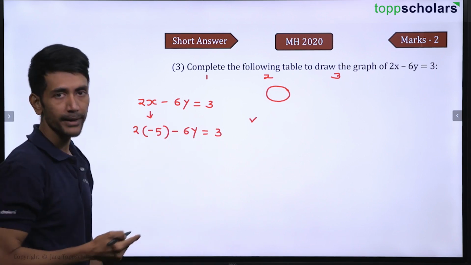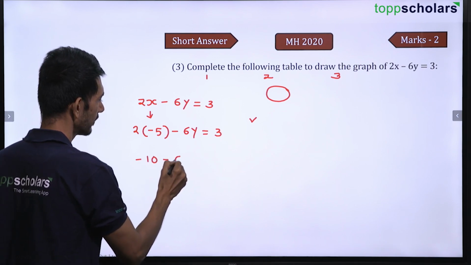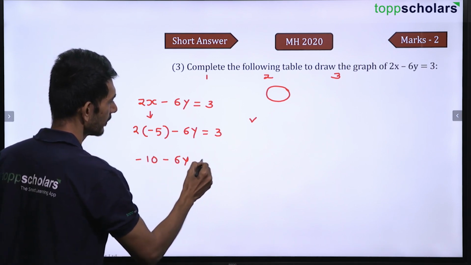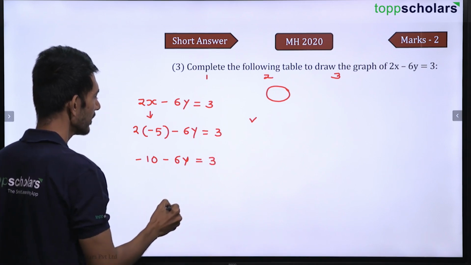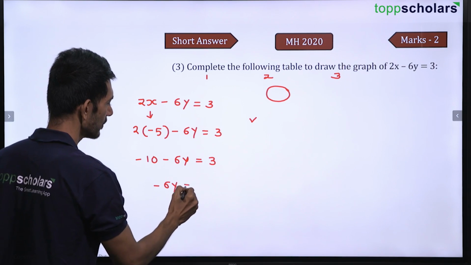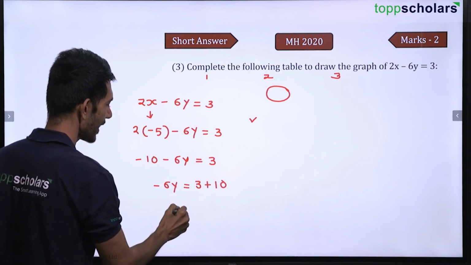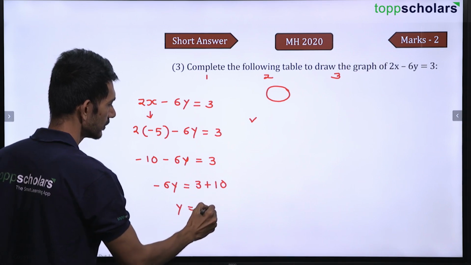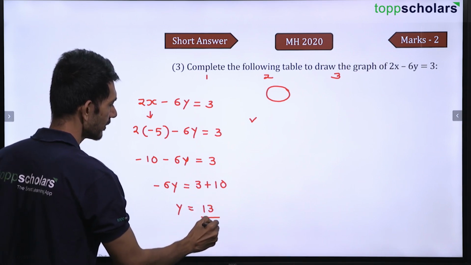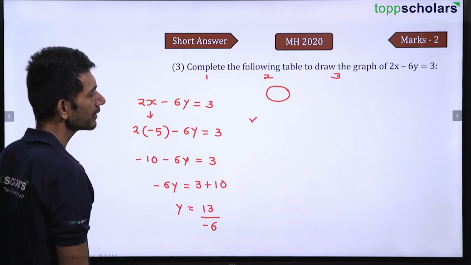Instead of x, put minus 5. So 2 into minus 5 is minus 10, minus 6y is equal to 3. Now minus 10 goes on the other side. So minus 6y is equal to 3 plus 10, right? So y will be equal to 13 by minus 6. That is minus 13 by 6, isn't it?